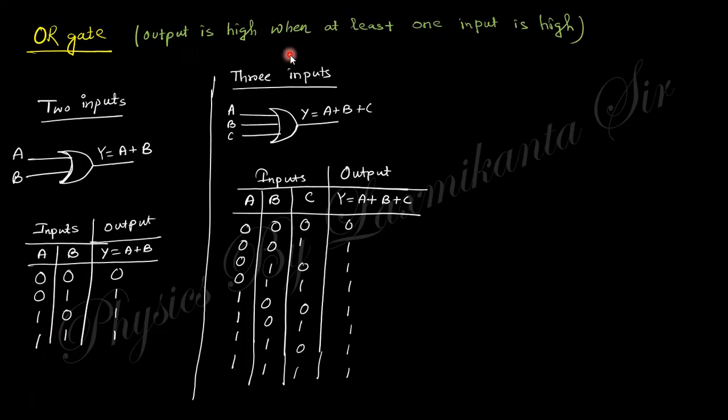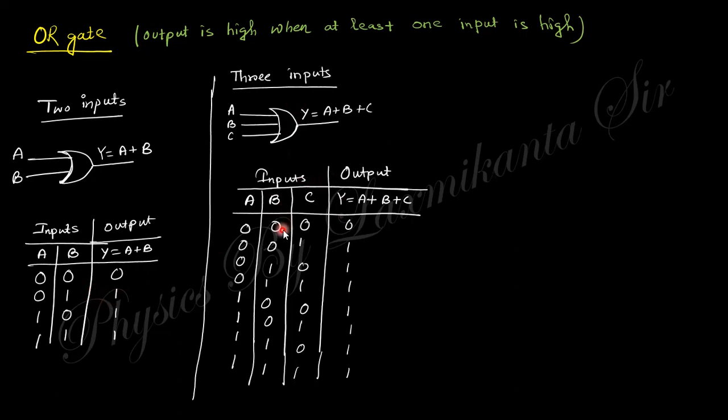OR gate: output is high when at least one input is high. When at least one input is high, then the output is 1 or high. These are the circuit symbols. The number of inputs can be minimum 2, maximum infinite. 2 to n number of inputs can be in an OR gate. For 2 inputs the truth table will be like that: 00, 01, 10, 11. For 0 plus 0, this is 0, 0 plus 1 is 1, 1 plus 0 is 1, like that. So at least one input being 1 gives you output 1.